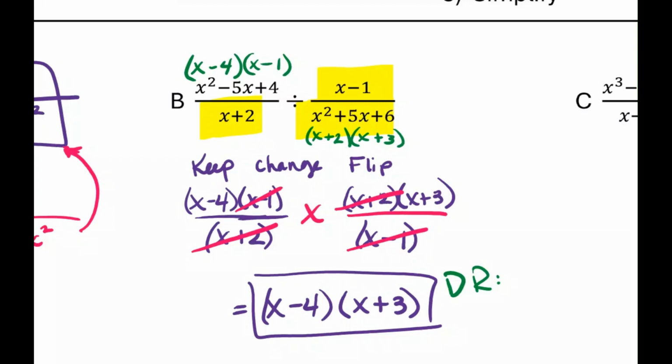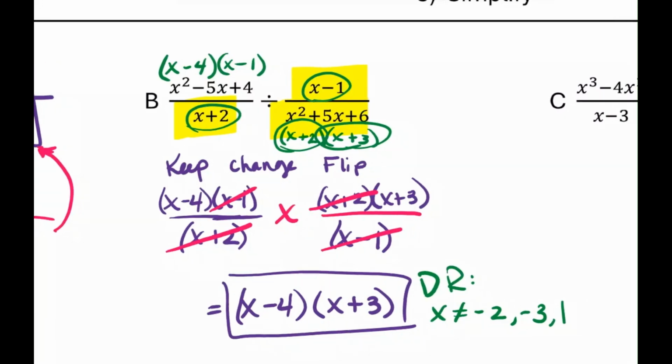So that means our domain restrictions, it cannot equal a -2 for this one. It cannot equal a -2 again for this one. You don't need to write it again though. This one would be a -3, and then this one would be a +1. All right, so we just kind of go through those 3 spots and eliminate domain restrictions. Okay. All right, let's keep going.